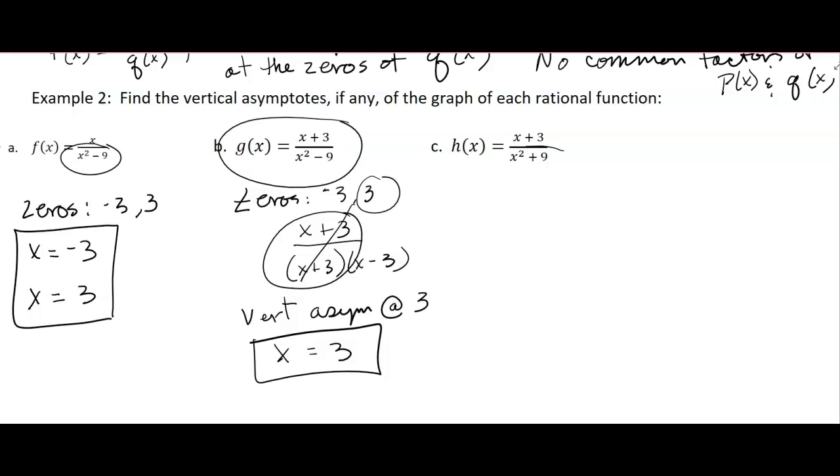Okay, now we have this denominator. And remember when we had it before, x squared plus 9? That's never going to equal 0. So there are no vertical asymptotes here. No vertical asymptotes.